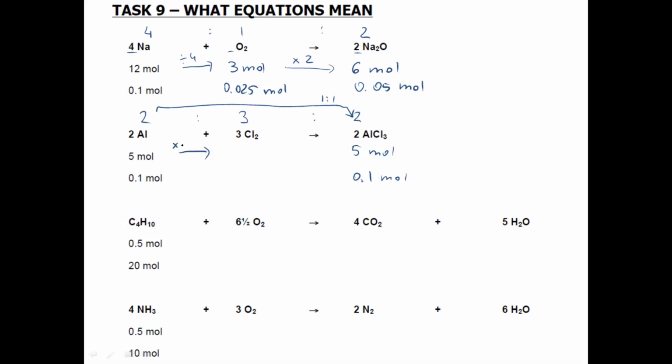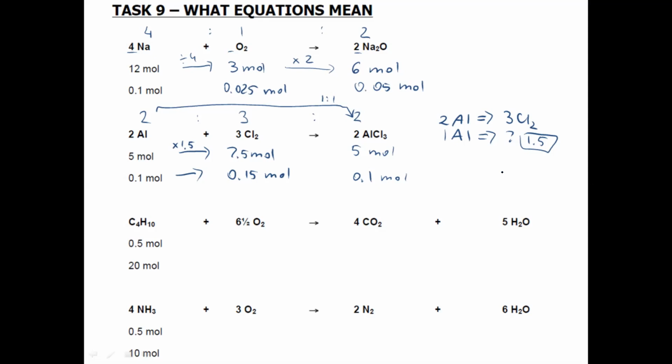1.5. So we need to times by 1.5. So how did we work it out? If 2 aluminiums is 3 chlorines, right? So 1 aluminium is how much? You halve it, so it's 1.5. So we do here what times 1.5. So 5 times 1.5 gives you 7.5 mole. And if I do that here, 0.1 times 1.5 gives you 0.15 mole. So you need to look for these kind of relationships to work that out.